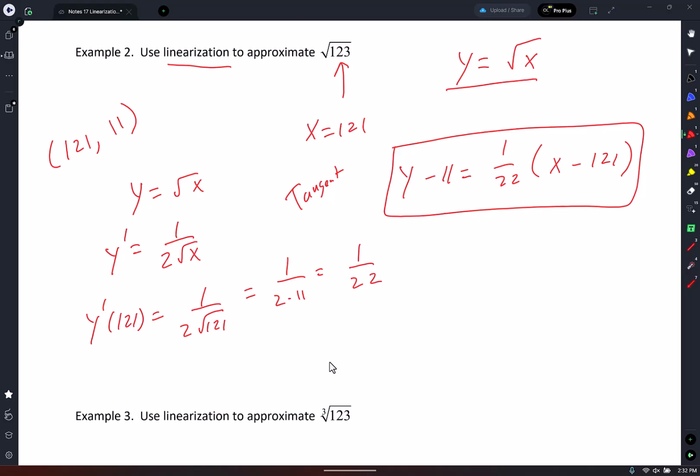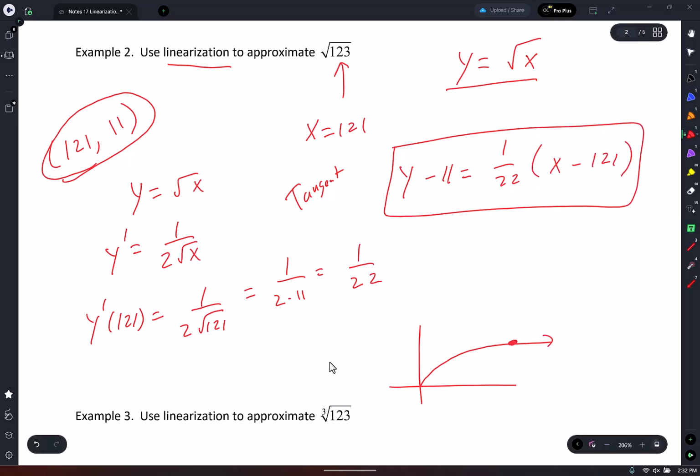That's my point of tangency. I wanted the location where I have a perfect square root. I have y equals square root of x like this. 121 is way over here, and here's the x value 121, and of course I'm exaggerating. That's the y value. So here's my tangent line, perfectly flat. I plug 121 into the square root of x because I wanted a perfect value. I don't know what the square root of 123 is. Obviously, it's a little bigger than 11, but I know what the square root of 121 is.